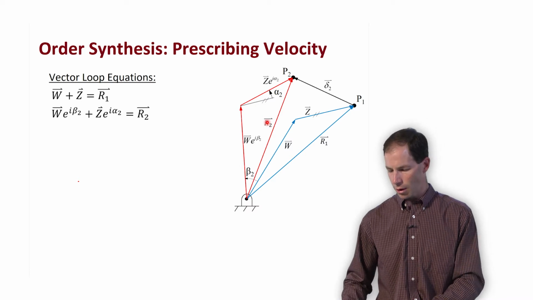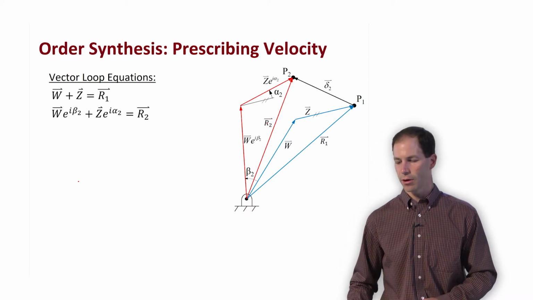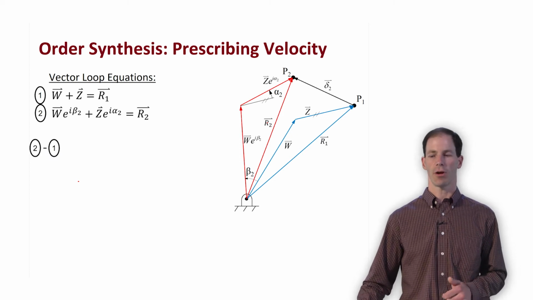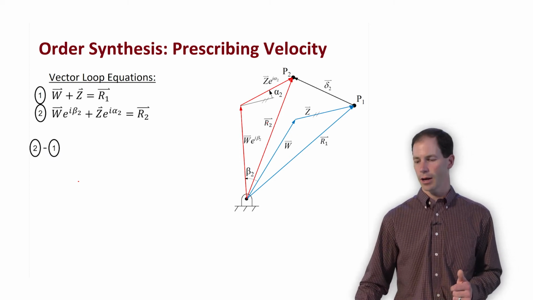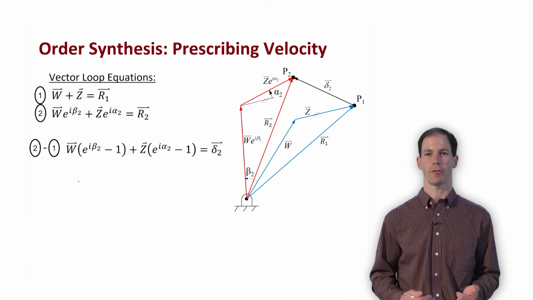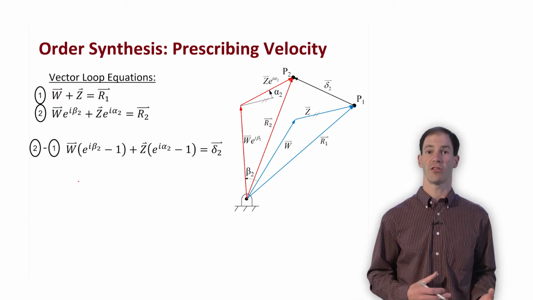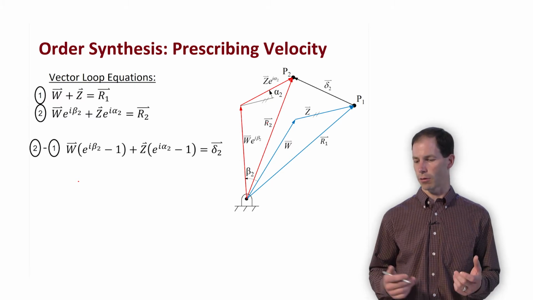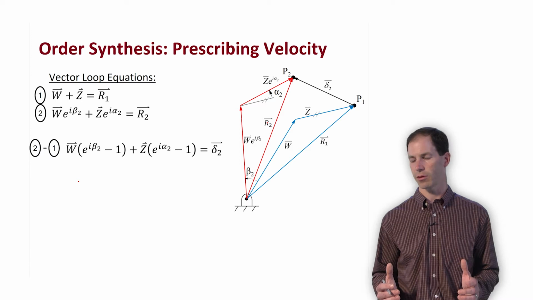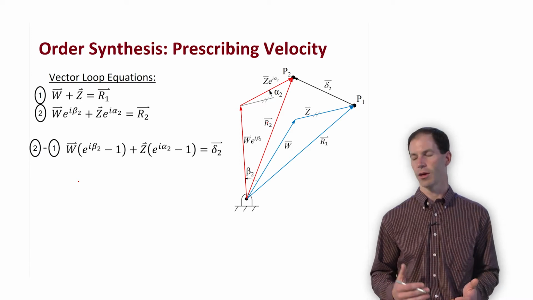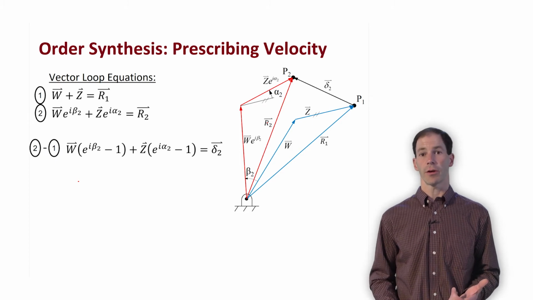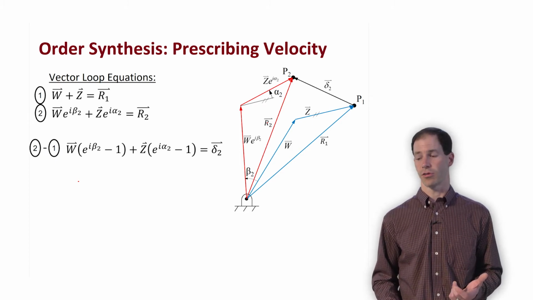All right, now let me go ahead and call these equations 1 and 2, and then I'm going to subtract equation 2 from equation 1. And when I do this, this should look very familiar. This is our standard form equation that we've been using for all the location synthesis that we've done thus far, where we've got the W vector multiplied by what's in the parentheses, the Z vector with its parentheses, those become our coefficient matrix, and that's equal to the products or the delta vector. That's one of the equations I'm going to use in this order synthesis.